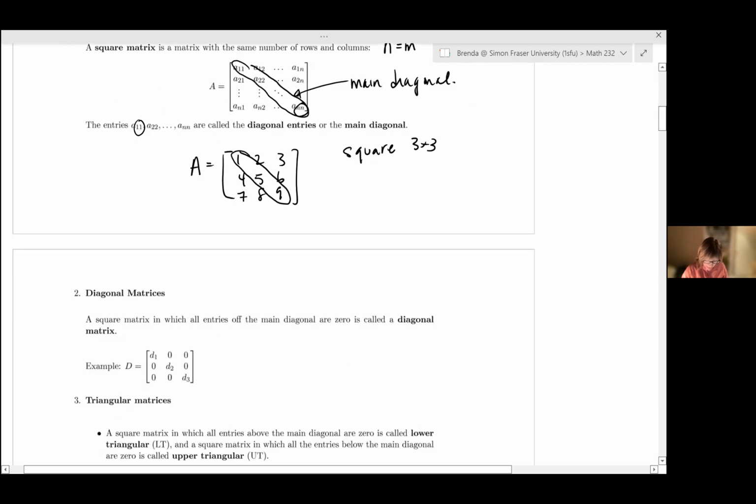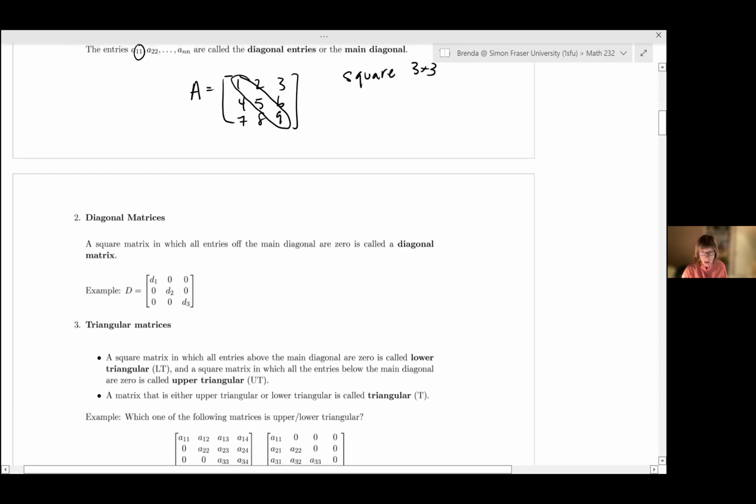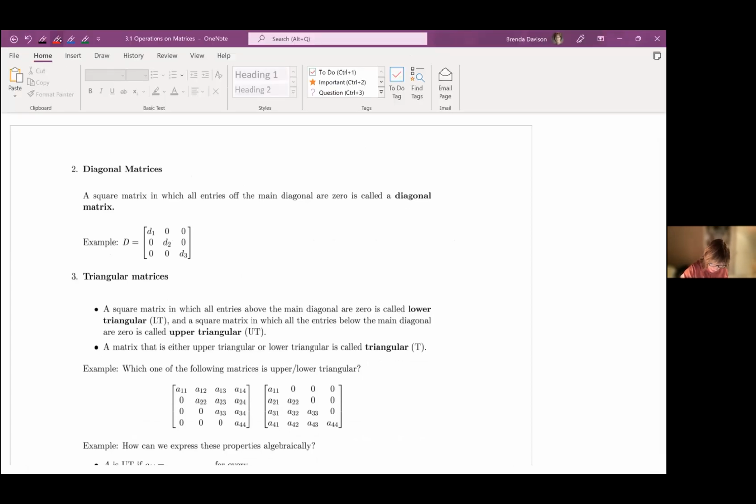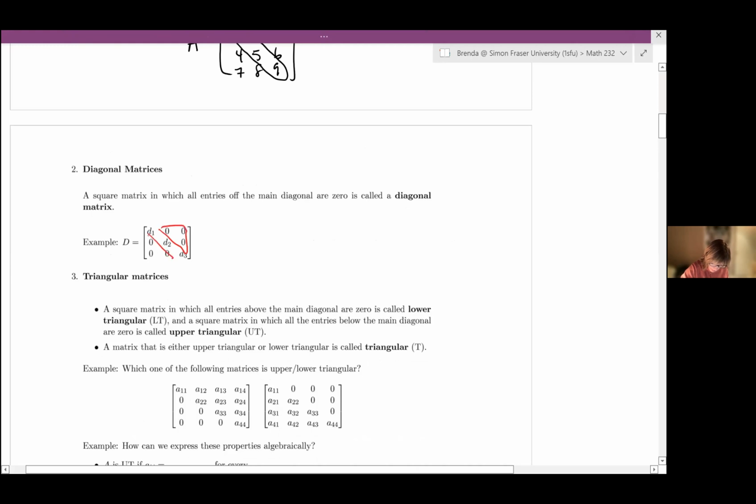Okay, if we have a square matrix where the entries off the main diagonal are 0, we call it a diagonal matrix. So we have, in this case, that the entries that are not on the main diagonal are all 0. So this is a diagonal matrix. Here's another one: 1, 2, 3 along the diagonal and 0 everywhere else. I'll move the 3 over there to line up a little bit better. Okay, so there's a diagonal matrix.